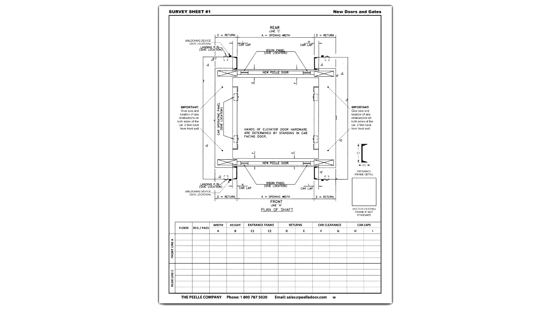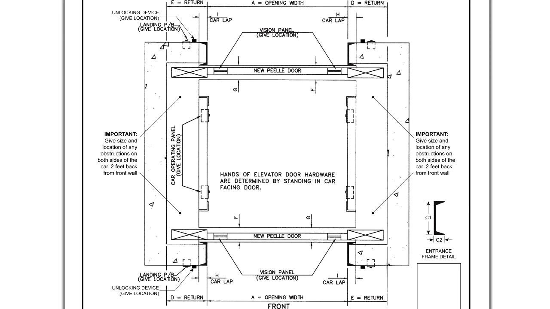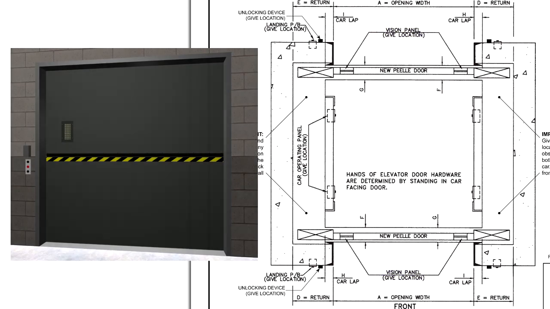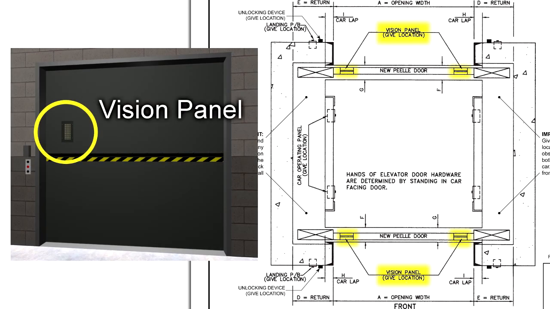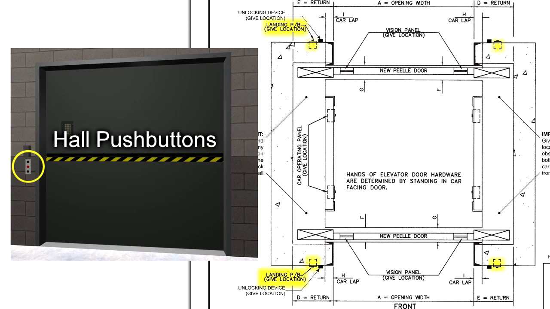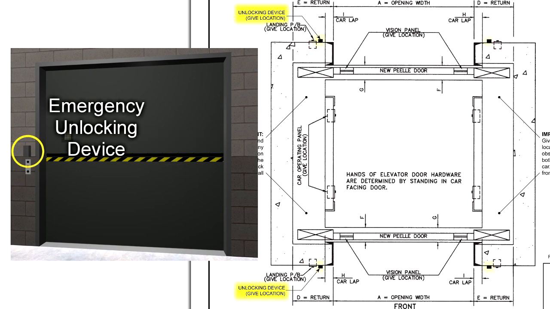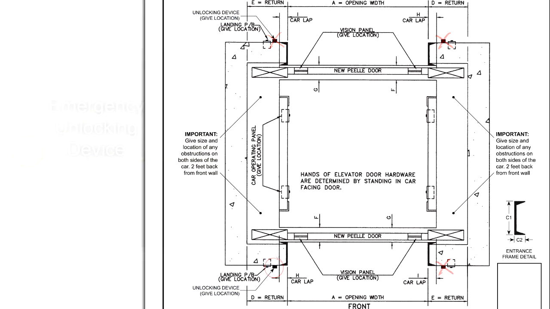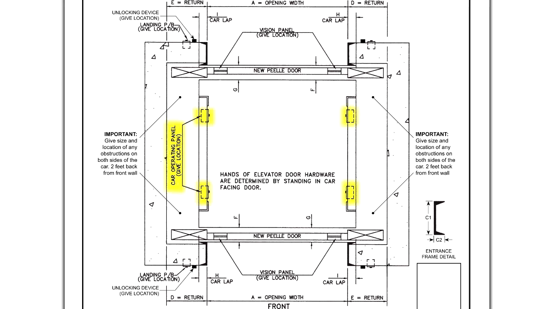Handing of equipment. Indicate the location of the following equipment by circling the item on your plan view. Vision panel. Hall push buttons. Emergency unlocking device. Elevator car push buttons.